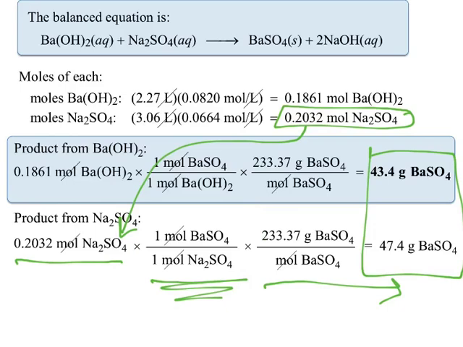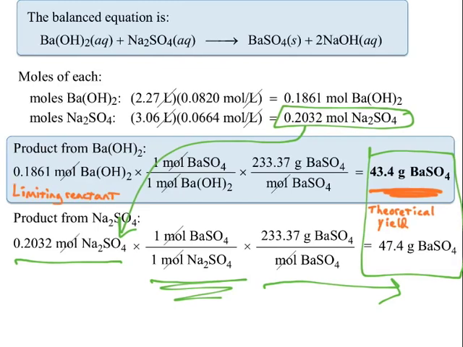And then what's the key to a limiting reagent? That key is that the smallest amount of product is your theoretical yield. And the theoretical yield comes from your limiting reactant. So then to go back to answer our question, how much precipitate is formed when you mix these two together, it's still 43.4 grams of barium sulfate that's formed. You can't form 47 grams because you don't have enough barium hydroxide to pull that off.